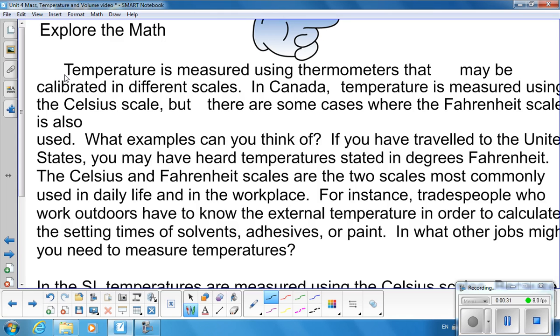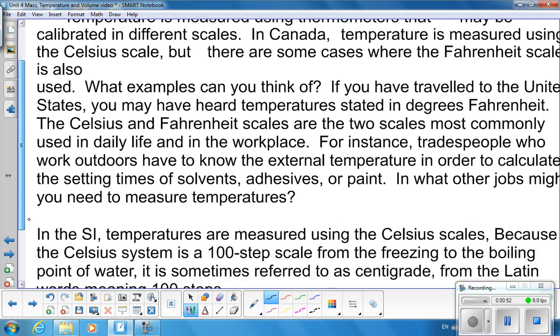The Celsius and Fahrenheit scales are the two scales most commonly used in daily life and in the workplace. For instance, tradespeople who work outdoors have to know the external temperature in order to calculate the setting times of solvents, adhesives, or paint. In what other jobs might you need to be able to measure temperature?